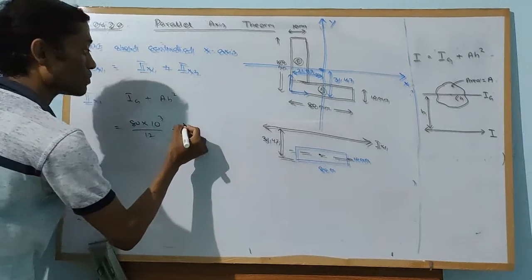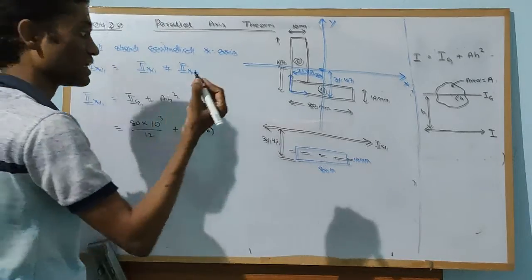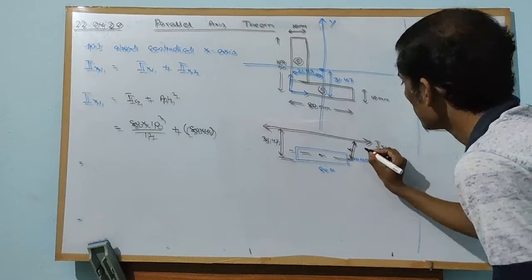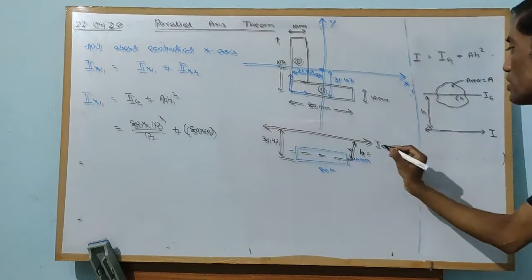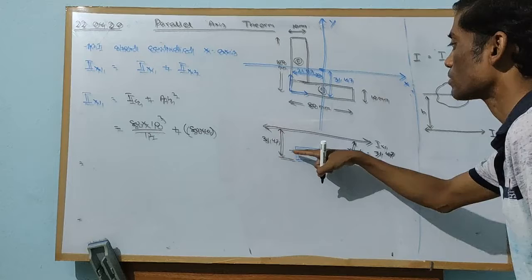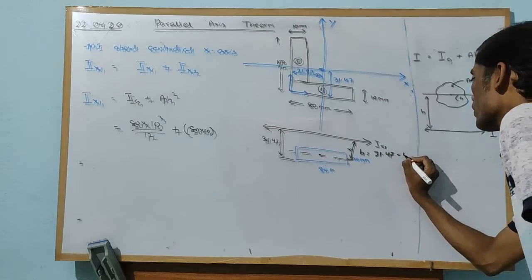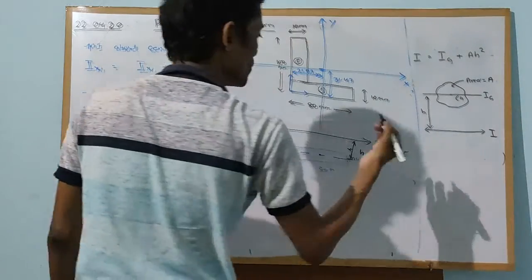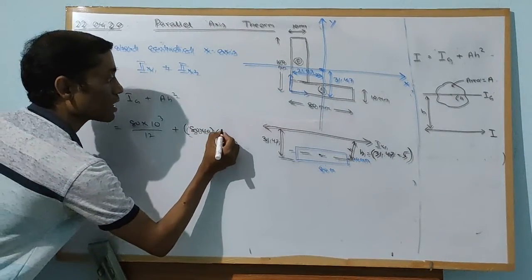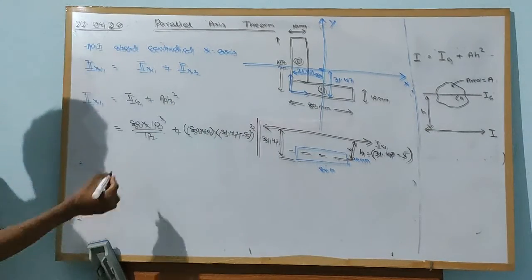So I have to go for the parallel theorem, A into H square. Area A is 80 into 10. H is the distance between the two axes. How much is it? H is equal to 31.47, because 31.47 is about the base, but I require from here to here. So from here down to the central axis is 10 by 2, that is 5. So 31.47 minus 5. Is it correct? 31.47 minus 5 whole square. You can get the value.